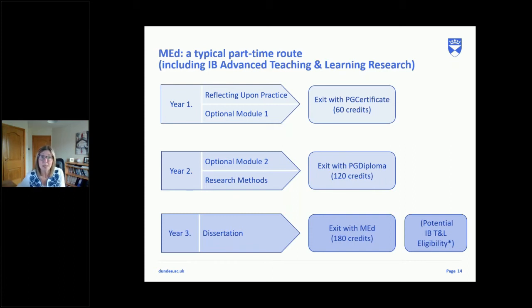Year 2 will take you into your second optional module, and following that, the core module of research methods, where you then have the opportunity to exit with a postgraduate diploma, but again, eligibility for the IB Advanced Teaching and Learning Research won't be available when exiting with a postgraduate diploma. It's only available for the exit with the MEd. To do that, in year 3, you will undertake the double credit dissertation module.